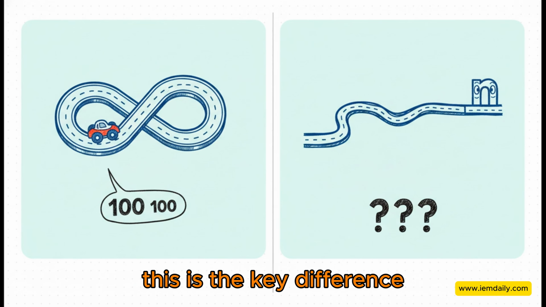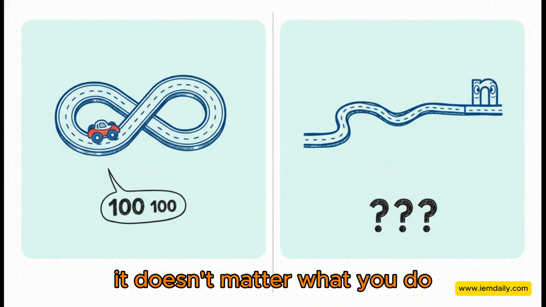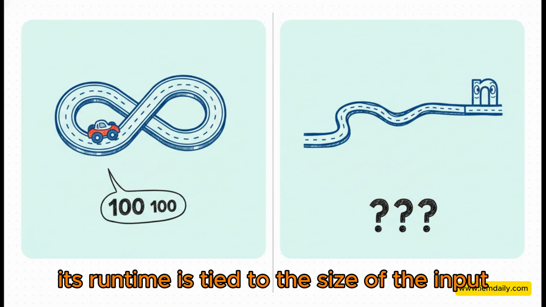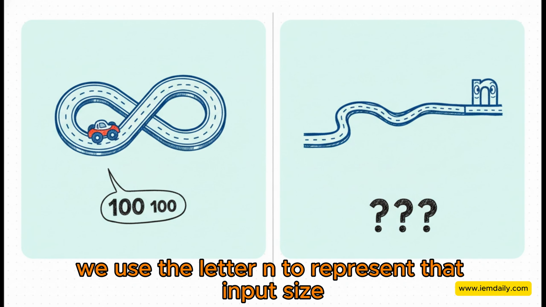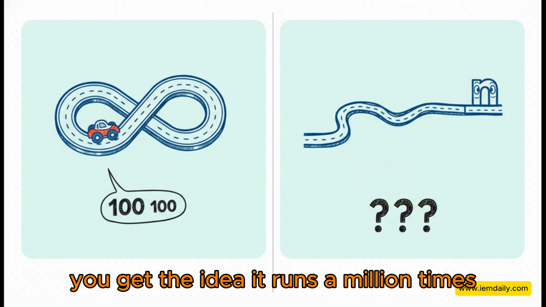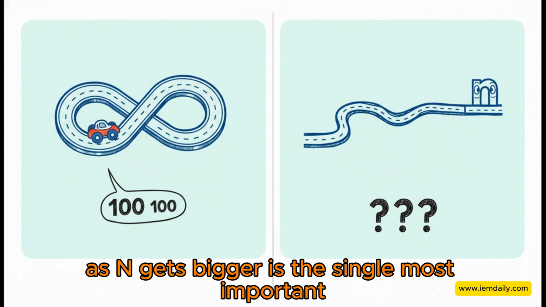And right here, this is the key difference. The loop on the left is totally constant. It doesn't matter what you do, it is always going to run 100 times. Simple. But the loop on the right, its runtime is tied to the size of the input. We use the letter n to represent that input size. So if n is 10, it runs 10 times. If n is a million, well, you get the idea. It runs a million times. Figuring out how our code's performance changes as n gets bigger is the single most important idea we're going to talk about today.